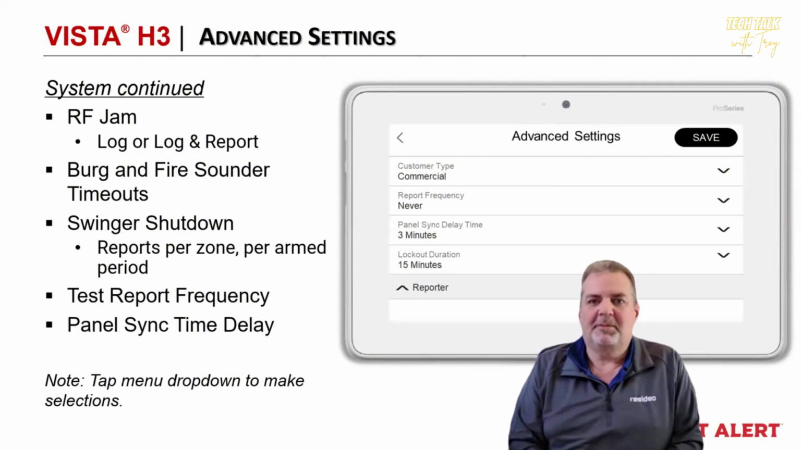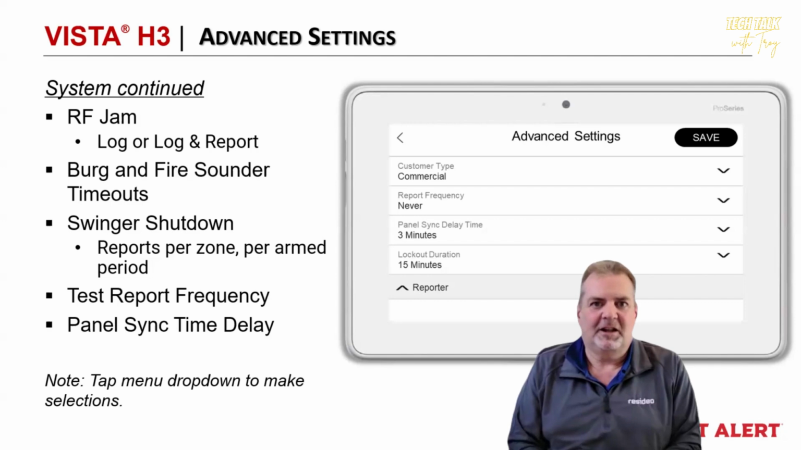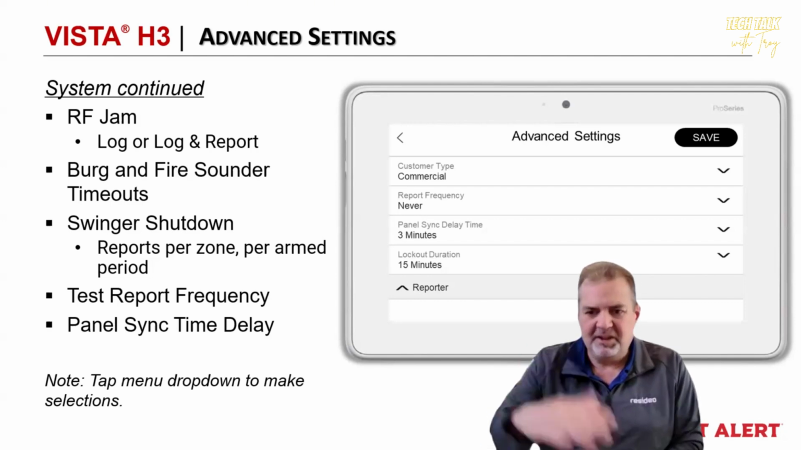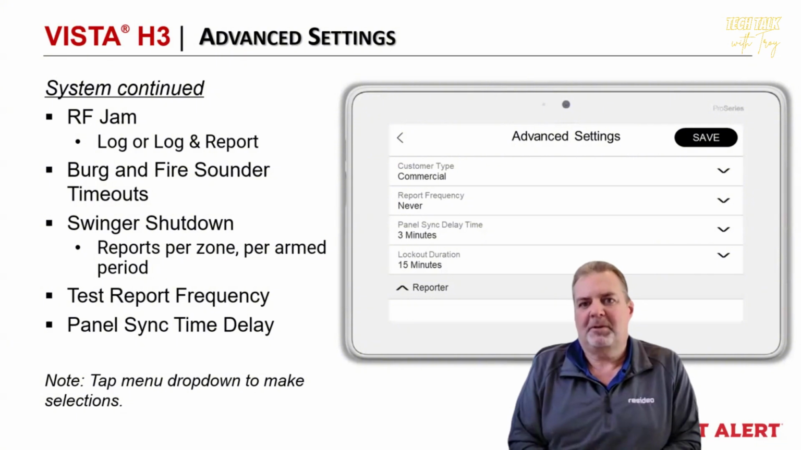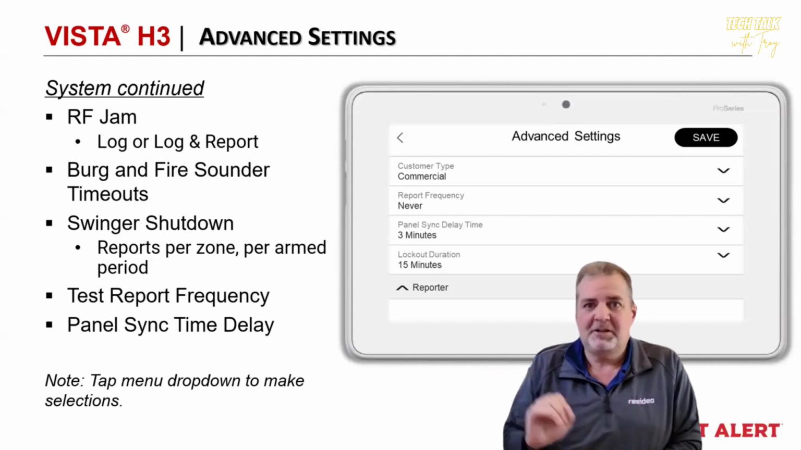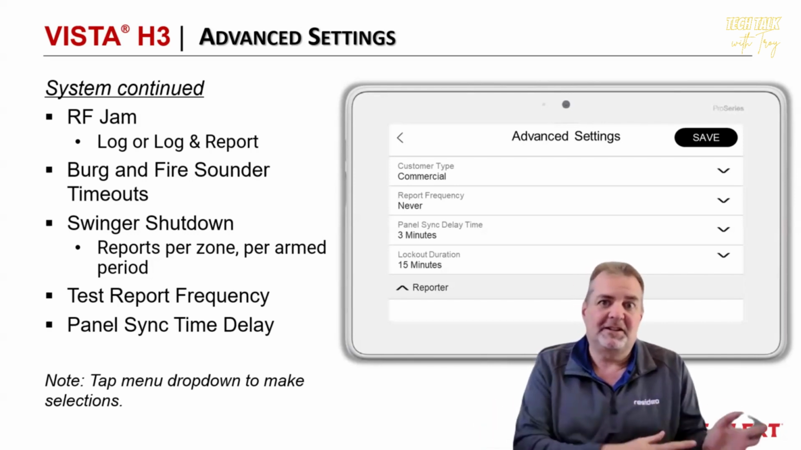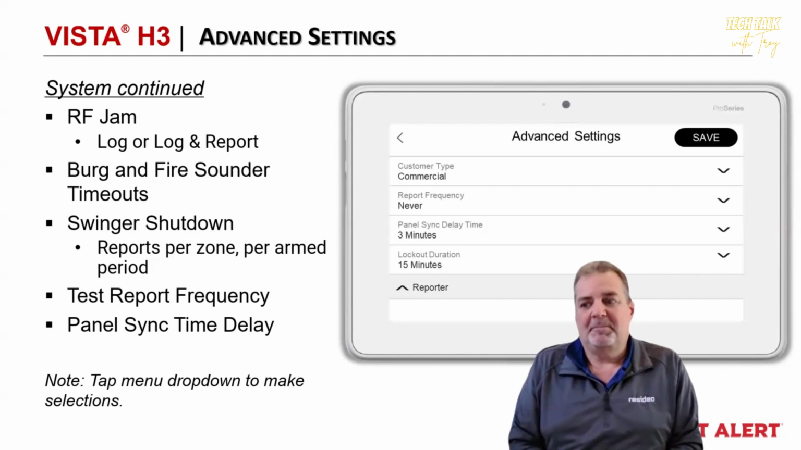One of the things that's really important about that is when you go into programming on this panel, you want to make sure that you're only in programming in one location. If we think about the AlarmNet 360 account overview page, if you ever sit on that page and watch it with a Pro Series or VISTA H3 panel, you'll notice that it syncs about every 3 minutes. The page refreshes. It's actually communicating with the panel and making sure that changes haven't been made, or if you had made changes there and it needs to send them to the panel. If you're on that account overview page, you're essentially in programming.